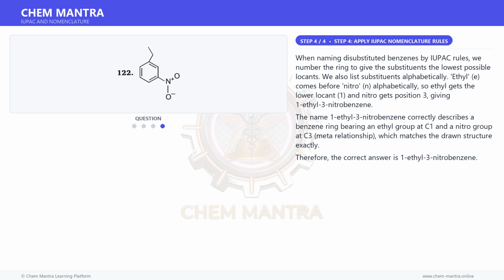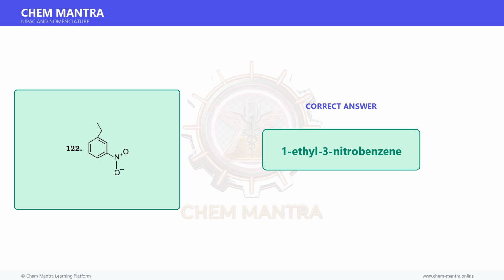1-ethyl-3-nitrobenzene. The name 1-ethyl-3-nitrobenzene correctly describes a benzene ring bearing an ethyl group at C1 and a nitro group at C3, a meta relationship, which matches the drawn structure exactly. Therefore, the correct answer is 1-ethyl-3-nitrobenzene. The correct answer is shown on screen.